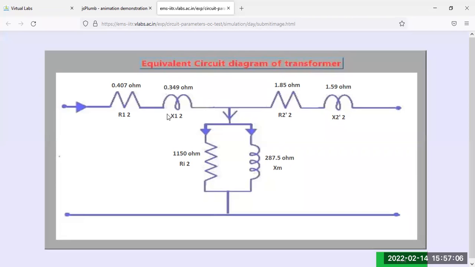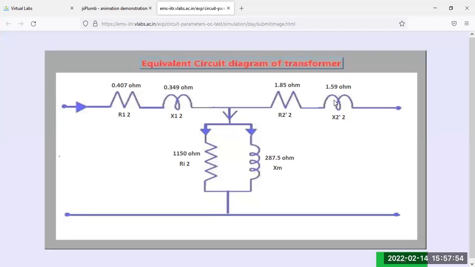And how do you calculate these parameters, that means R1, X1, and R2 dash and X2 dash? You just take the data of the short circuit test. That means how much power consumption during the short circuit test. You remember? During the short circuit test, power consumption was, I think, 37.5, voltage rating was 11 volt, and short circuit current rating is 4.5 ampere. So from this data, you can calculate the value of R1, X1, R2 dash and X2 dash.